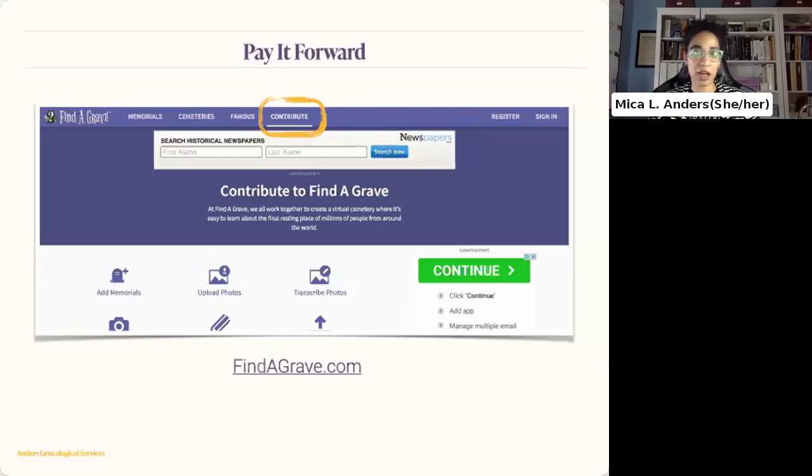Those things probably aren't on Find a Grave, but you can contribute to Find a Grave and make sure they get added, so that those descendants of the enslaved people have an opportunity to advance their genealogy work and move their family stories forward, backwards as well.